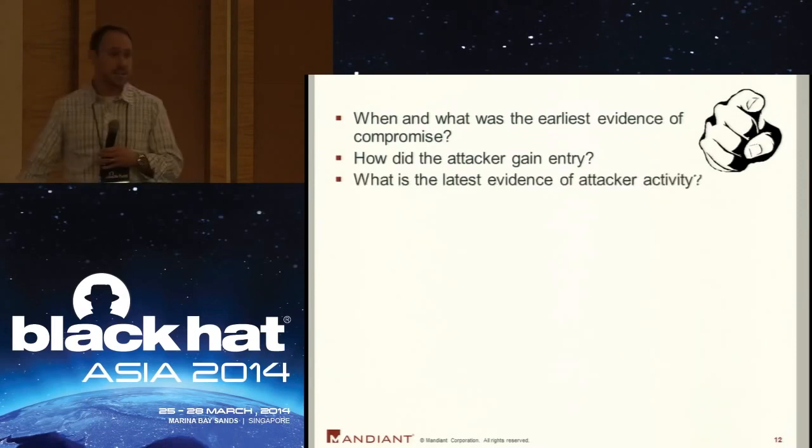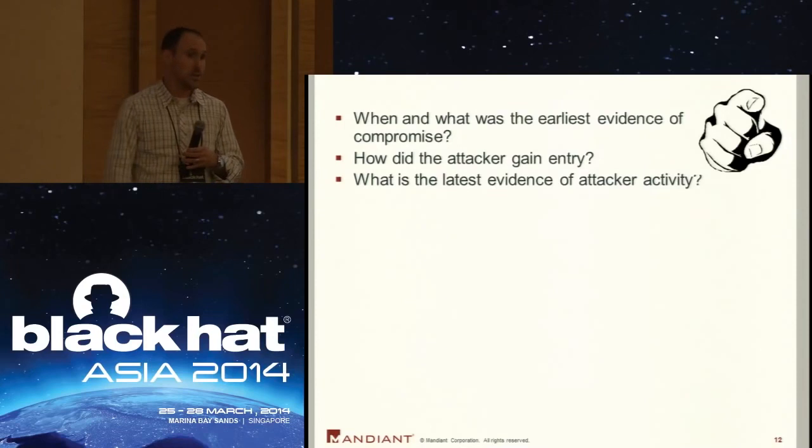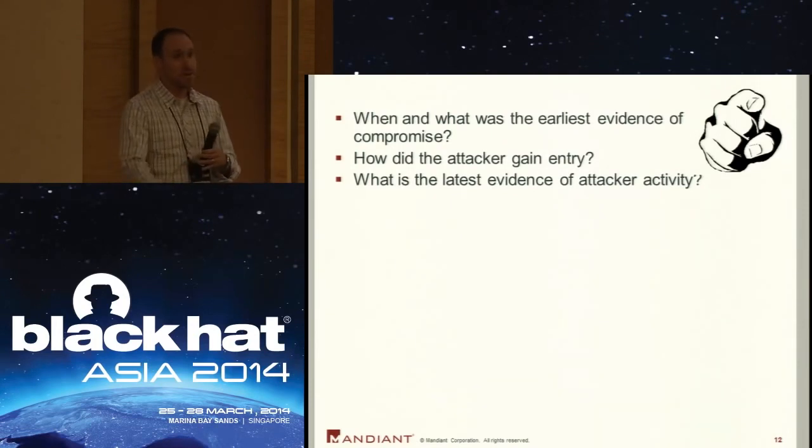What's the latest evidence of activity? So we want to know when the attacker got in, but we also want to know, is the attacker currently in the environment right now? And if so, what is he doing? Sometimes the attacker will be actively coming back daily, stealing information, or doing whatever they've come to do. In some cases, the attacker will have systems compromised and infected in the environment so that he can come back when he wants, but he's not actually doing anything. So you want to know that too.